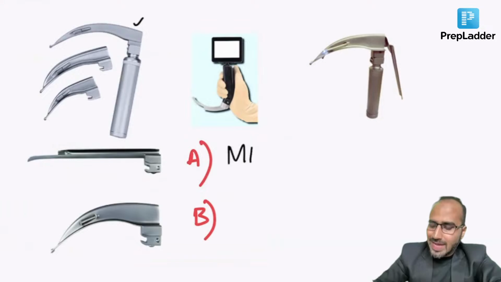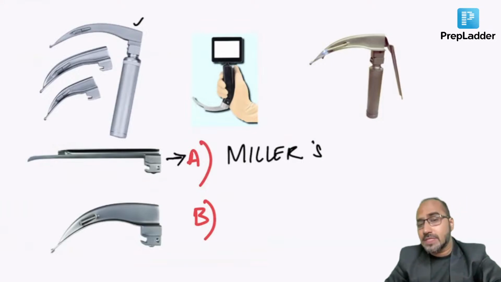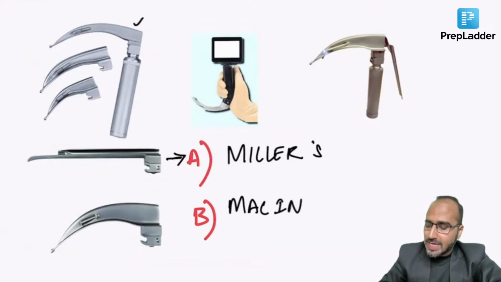Blade A is called Miller's laryngoscope, which is commonly used in the pediatric age group. This is the straight blade, Miller's laryngoscope. Why is this used in pediatrics? Because they have a larger epiglottis which can be easily lifted. This curved blade laryngoscope is called Macintosh laryngoscope, commonly used in adults, guys.